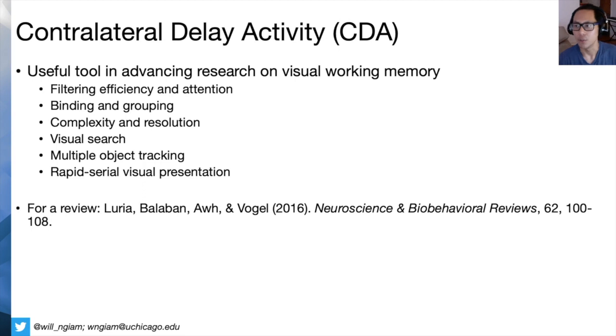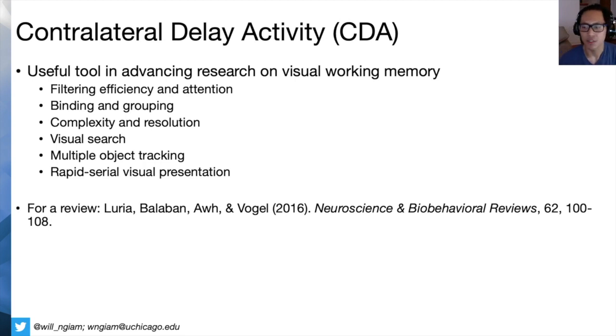So Luria and Vogel have a stunning example where you have two separate objects coming together and then moving together, which is a huge gestalt cue of common fate. And you see the CDA reacting, changing from 2 into 1.